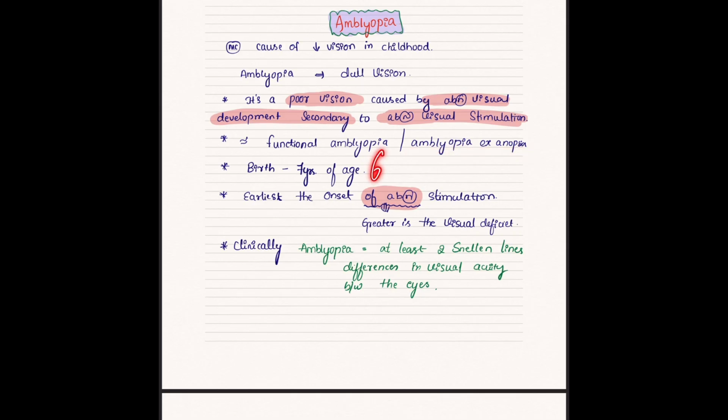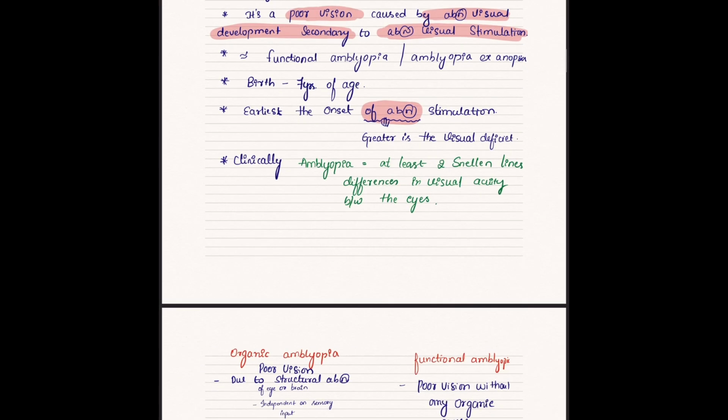Anything that happens from 6 months to 6 years of age has a high chance of going into amblyopia. There are studies that say that even beyond 6 years there are chances of developing amblyopia. The earlier the onset of amblyopia, the denser it will be and the greater the visual deficit. Clinically, how do you diagnose amblyopia? Whenever there is at least a 2 Snellen's line difference in visual acuity between the two eyes, then we call it amblyopia.